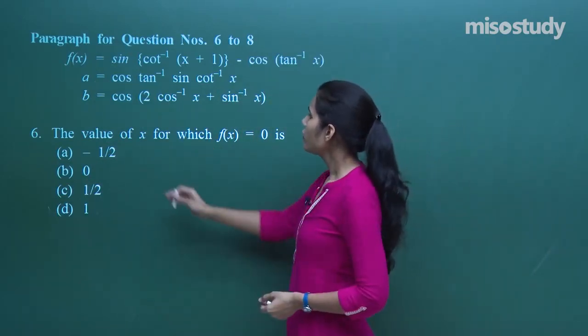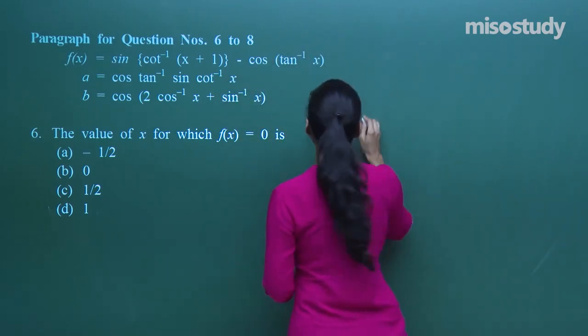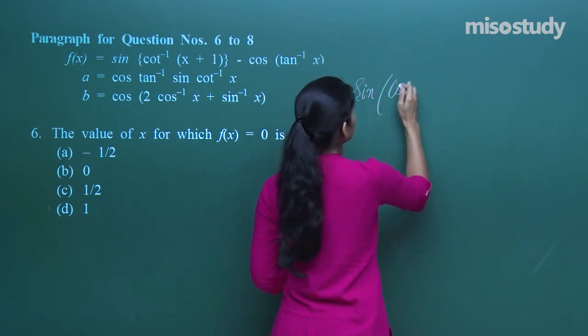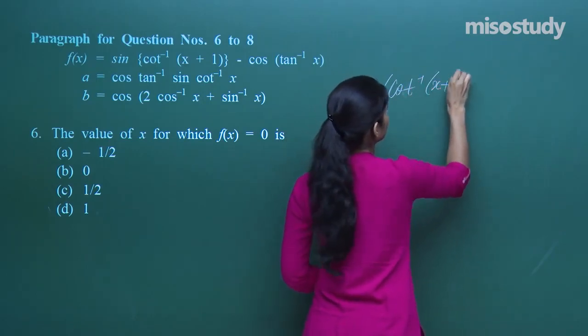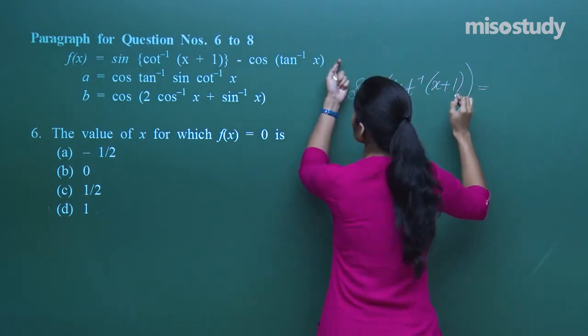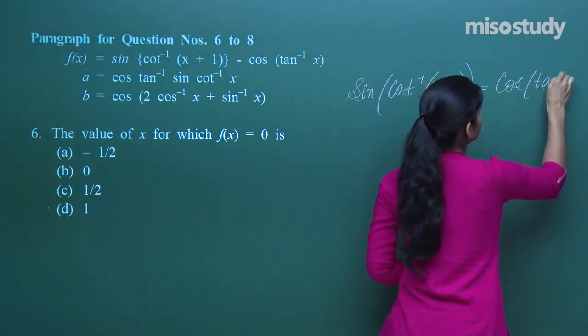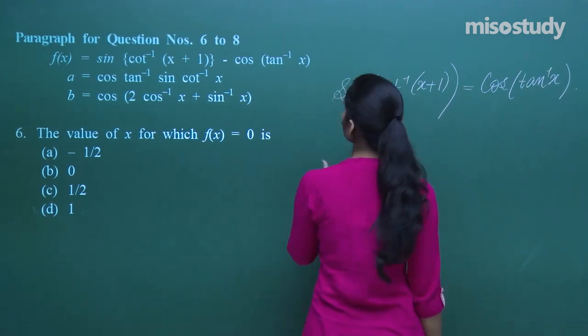Understand now, it is saying for what value of x is f(x) equals 0. Let's put f(x) equals 0. You get sine of cot inverse of x plus 1. If this is equal to 0, that means this expression is equal to cos of tan inverse x. Right? Cos of tan inverse x.